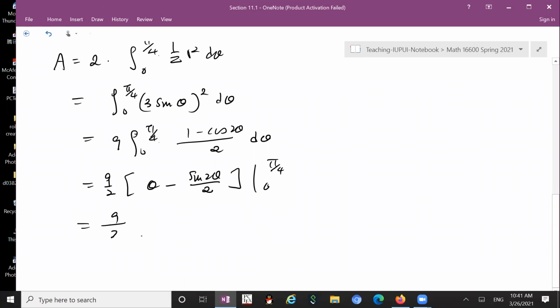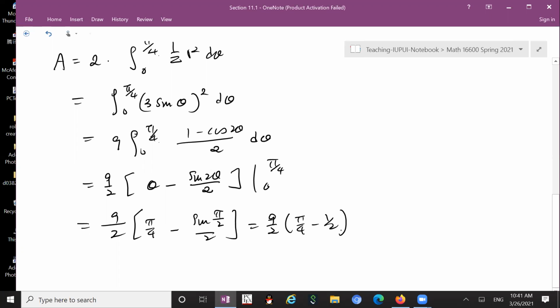So it's evaluated at the endpoints. It's 9 over 2 times pi over 4, and minus sine of pi over 2 divided by 2. And then you plug in 0, all 0, so that's it. And then it's 9 over 2 times (pi over 4 minus 1 half). So that is the answer.